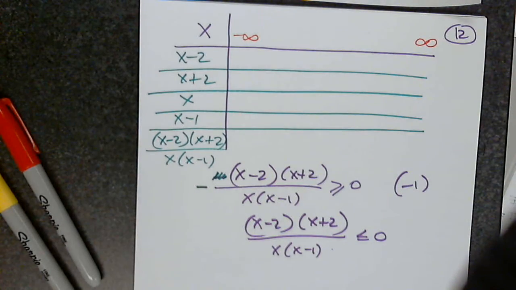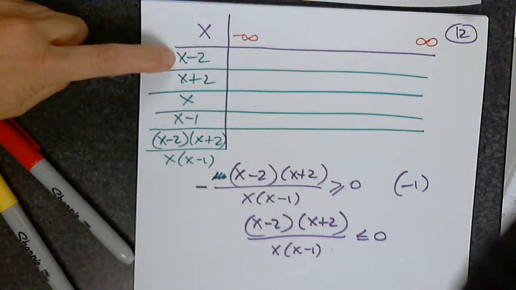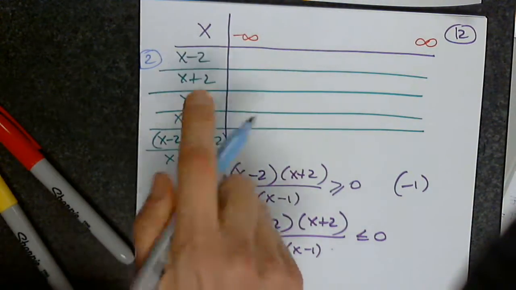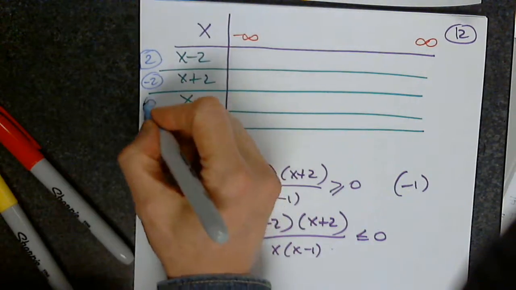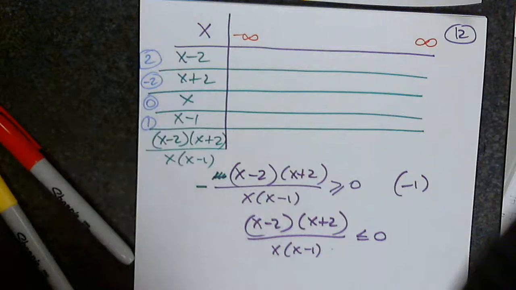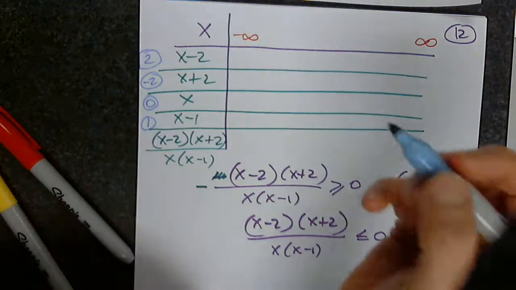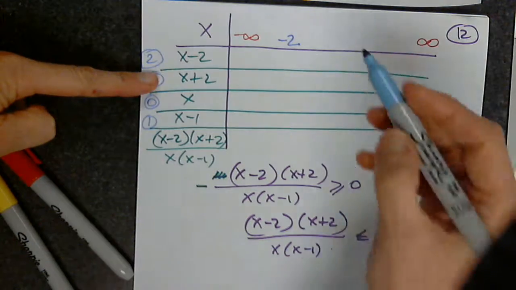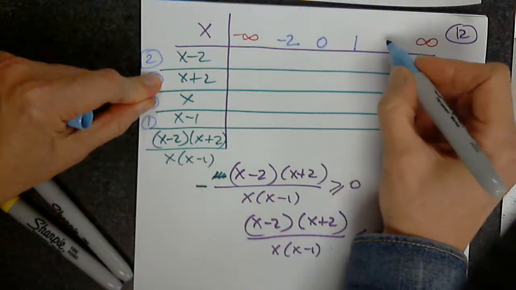Now I need you to tell me, when is the first factor 0? The first factor is 0 at 2. Where is the second factor 0? At negative 2. Where is the next factor 0? 0. When is the last factor 0? 1. I want you to give me these numbers in ascending order. So what is the first number? Negative 2. What is the next number? 0. What is the next number? 1. What is the last one? 2.